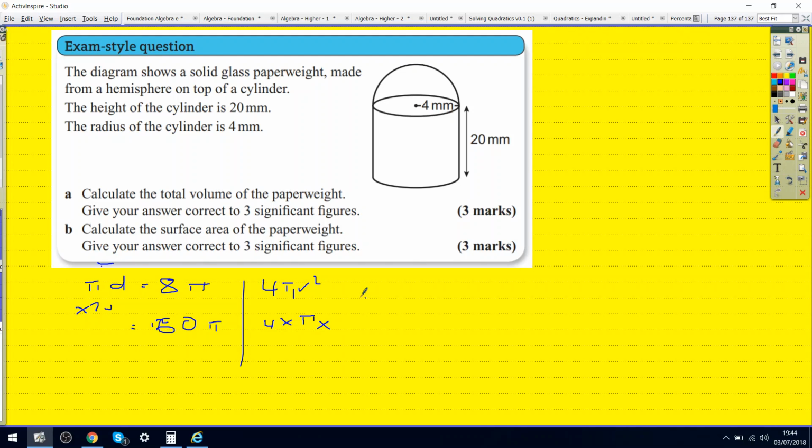So we add these three values. 16 pi plus 160 pi plus 64 pi gives us 240 pi, which is estimated as 440.0 because it's 3SF. Is that right? 440. Yeah, that's 3SF.